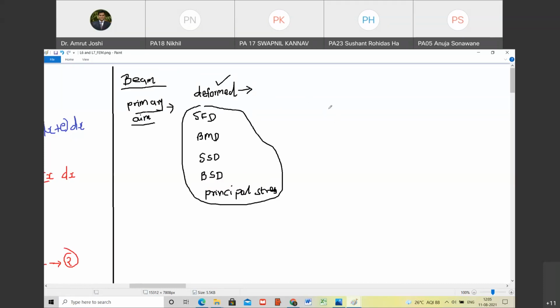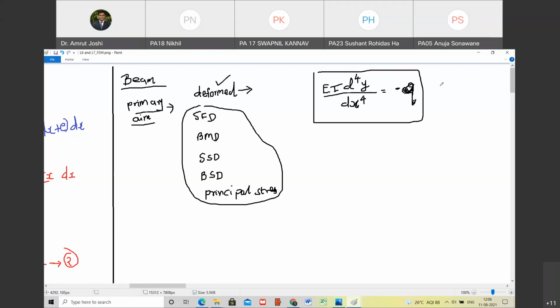This deformed shape can be found out by solving a governing differential equation. I can write down the governing differential equation for a beam, which is EI d⁴y by dx⁴ is equal to minus q. q is the intensity of loading in kilonewton per meter or Newton per meter, with 4 boundary conditions. Happy? Yes, sir.